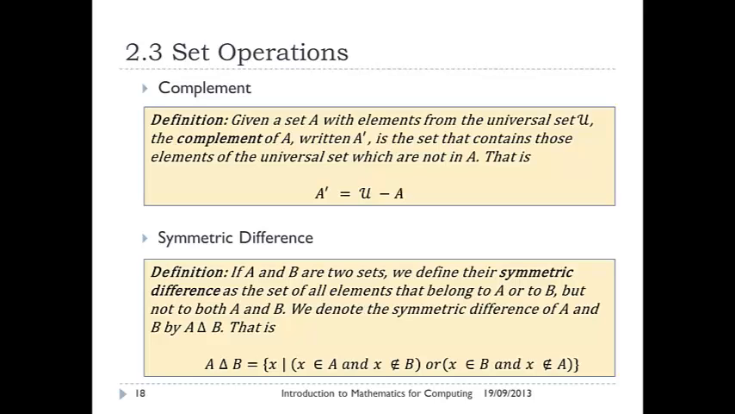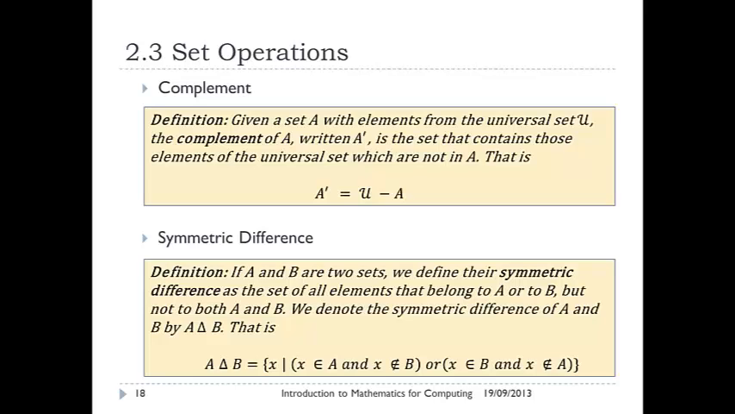So again, if we want to specify this in set builder notation, we would say A symmetric difference B is the set of all x such that x is an element of A and x is not an element of B, or x is an element of B and x is not an element of A. So if we think about this a bit more, there's a couple of ways to formulate the symmetric difference operator, either in terms of unions and intersections or in terms of complements.